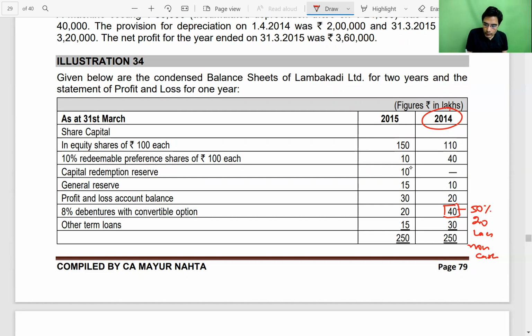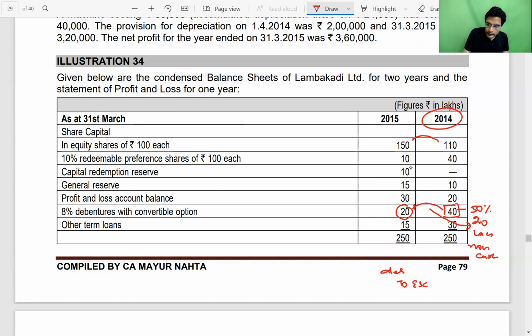So what you can see, from 40 it became 20. So during the year, debentures of 20 lakhs has been redeemed. And that entire repayment was done by giving them equity shares. So the journal entry is debenture account debit to equity share capital, which does not involve any inflow of cash nor any outflow of cash. We'll completely ignore it.